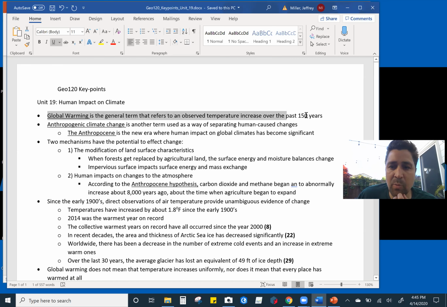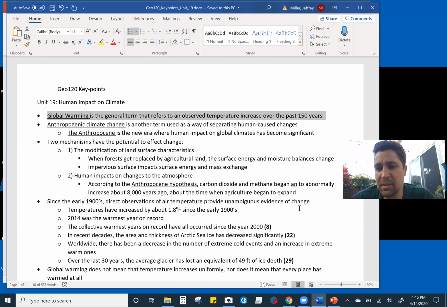And the term global warming is an important piece that we need to focus on, because global warming is the term that refers to observed temperatures increasing over a 150-year span, roughly. Okay, so even going back to technology and how human beings were able to record ambient air temperature and document that on a consistent basis and have some kind of standardization to that throughout the world.